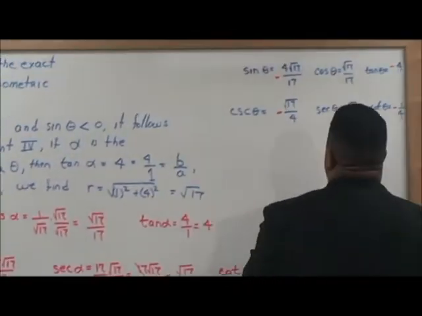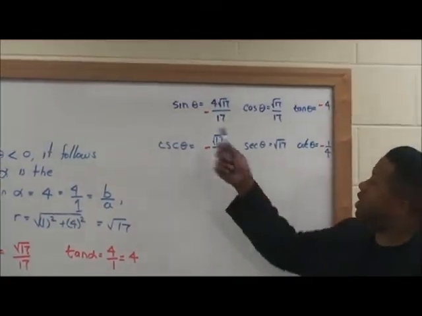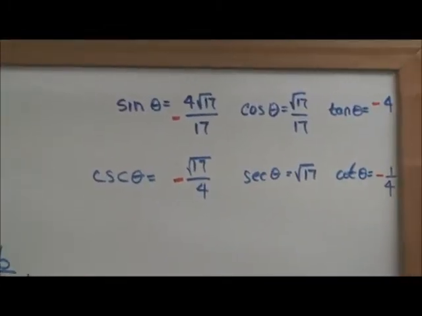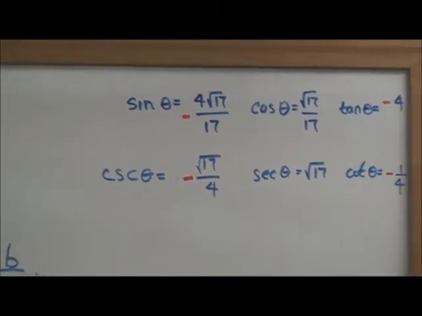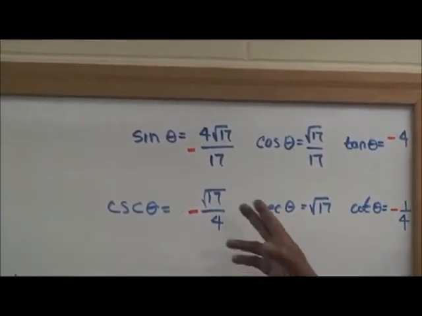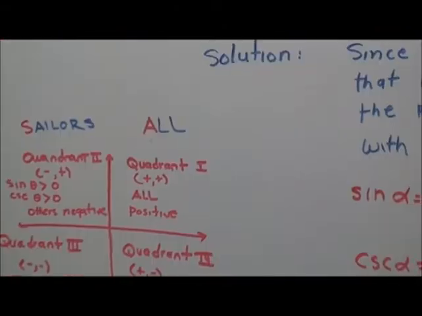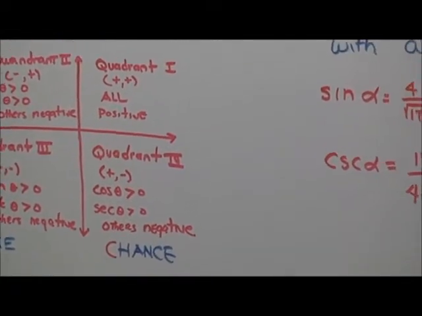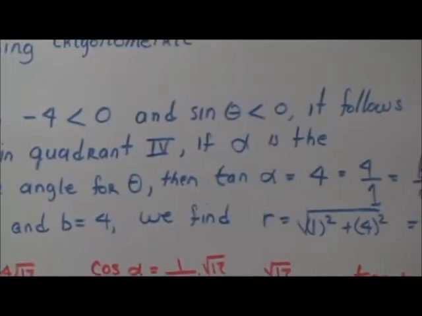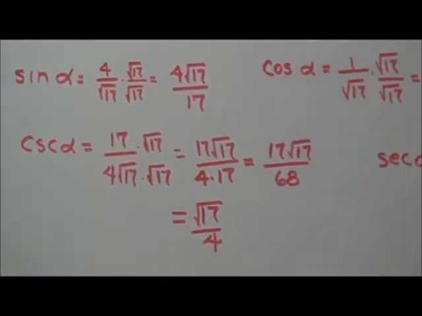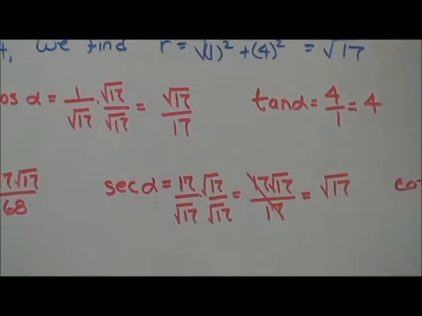Now, sine theta in this particular case is negative 4 times the square root of 17 over 17. That would be considered negative, because the only things that are considered positive in quadrant 4 would be cosine and secant. So all the rest of the trigonometric functions will be negative. That means the sine theta value will be negative.